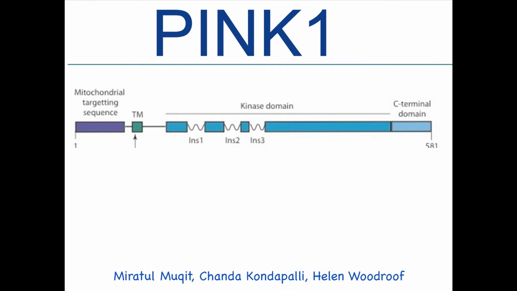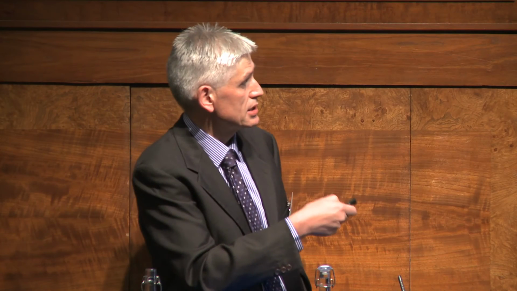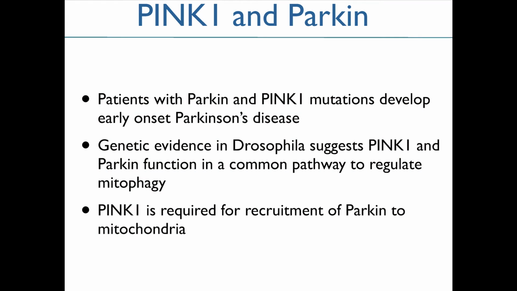So now we're going to focus on the PINK1 protein kinase and the Parkin E3 ligase. My colleague Miratul works mainly on this PINK1 kinase. It's the only known mitochondrial protein kinase. It has a kinase domain and a mitochondrial targeting sequence at the N-terminus, and it's localized mainly on the mitochondria. Patients with mutations in which you lose both copies of the Parkin or PINK1 gene develop early onset Parkinson's disease, typically in their early 20s.